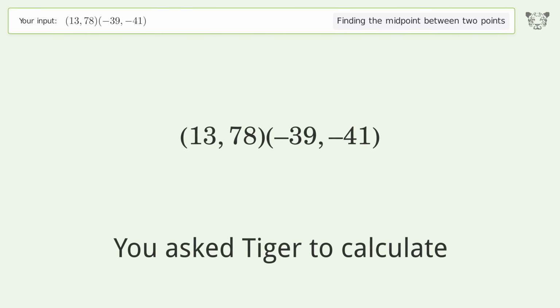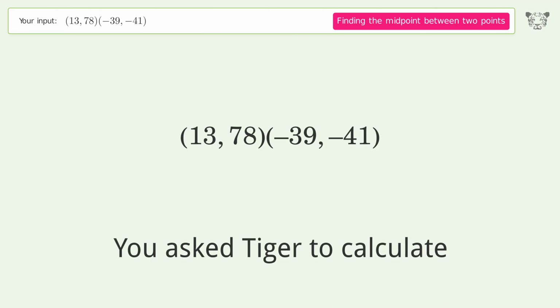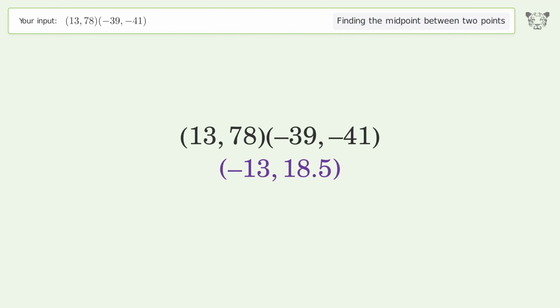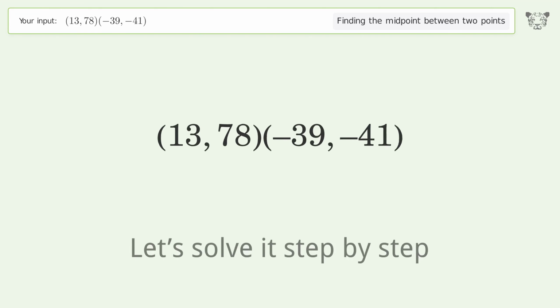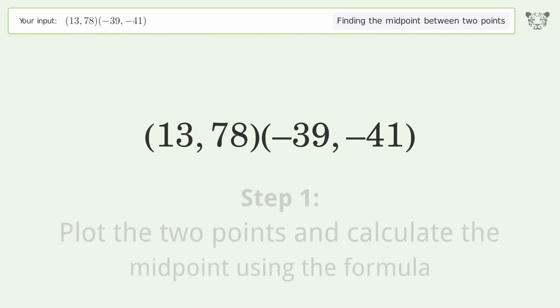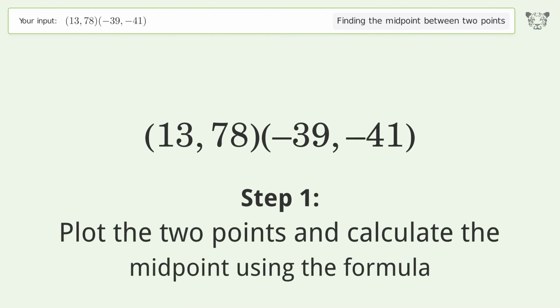You ask Tiger to calculate. This deals with finding the midpoint between 2 points. The midpoint between the 2 points is -13, 18.5. Let's solve it step by step. Plot the 2 points and calculate the midpoint using the formula.